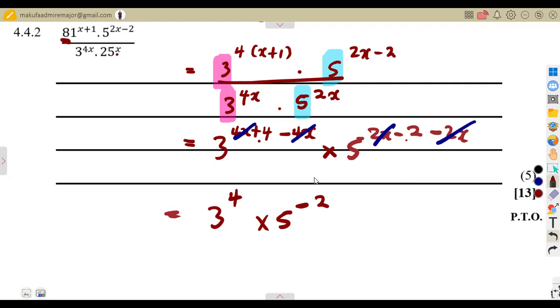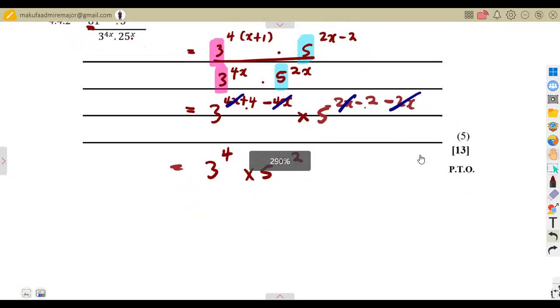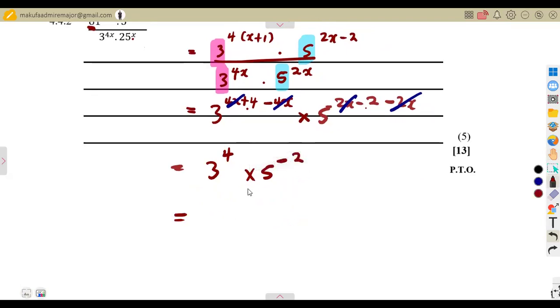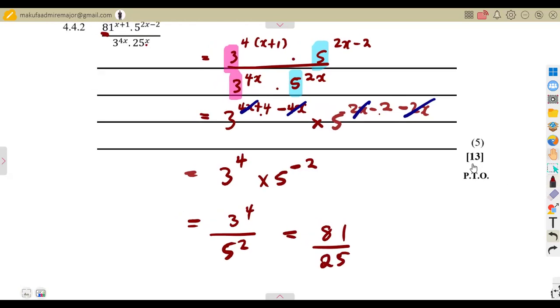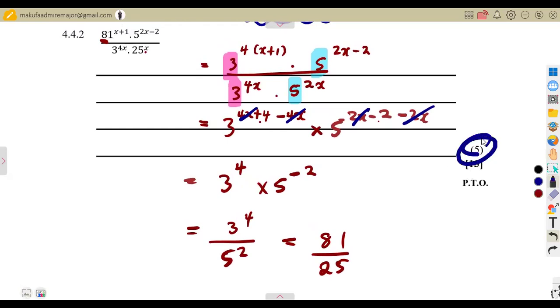So this is what you're going to remain with. But remember what we talked about before about the negative exponent. Whenever you're given a negative exponent, it means 1 over that. So this is the same as 5 to the exponent of 2 in the denominator, which is 3 to the exponent of 4, is 81. 5 to the exponent of 2 is 25. That is 5 times 5. So this is what you're going to have at the end. So guys, for 5 marks, it's fine.